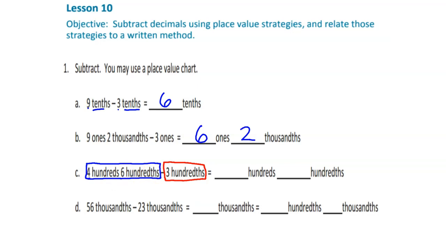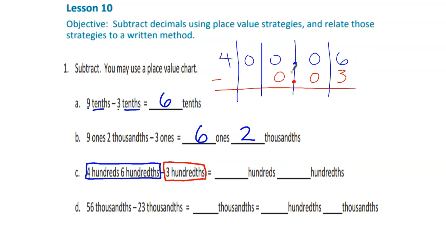So let's write that out on our place value chart. 4 in the hundredths place, 6 in the hundredths place. 4 in the hundreds, 6 in the hundredths. And we're taking away 3 hundredths. So we know that we have 6 hundredths minus 3 hundredths leaves us with 3 hundredths. And we have 0 tenths, 0 ones, 0 tens, and 4 hundredths. So that's how our answer is going to look there.